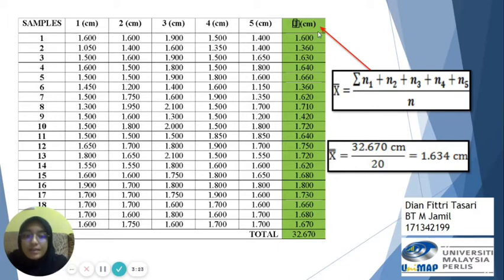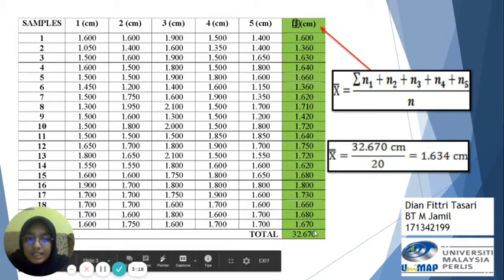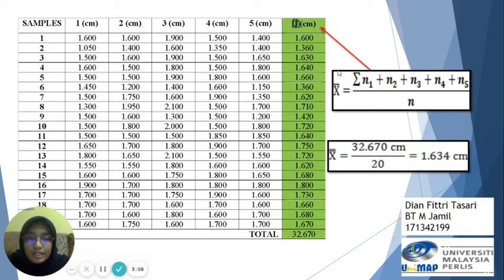So how about the double X bar? The formula for the double X bar is the total of the means divided by the total of the samples. From here we can see that the total of the means is 32.670 cm and the total of the samples is 20. So we will get 1.634 cm for the X double bar.